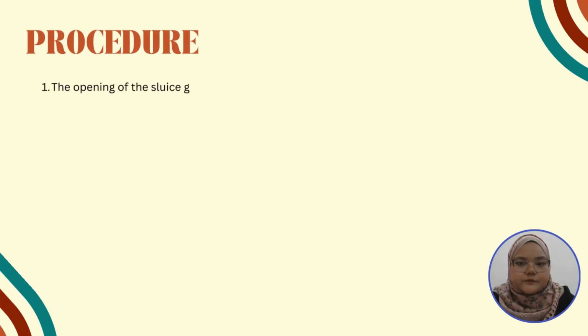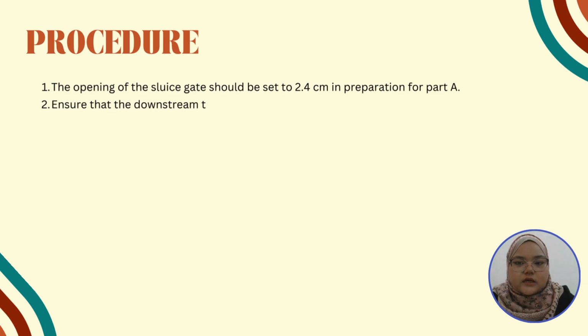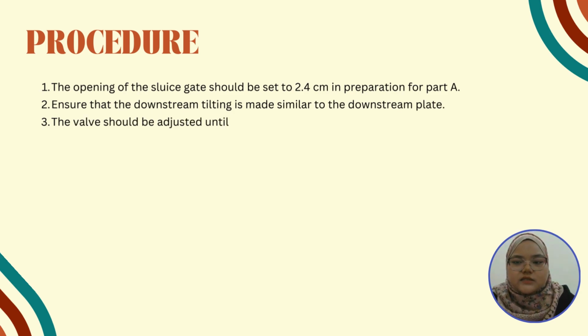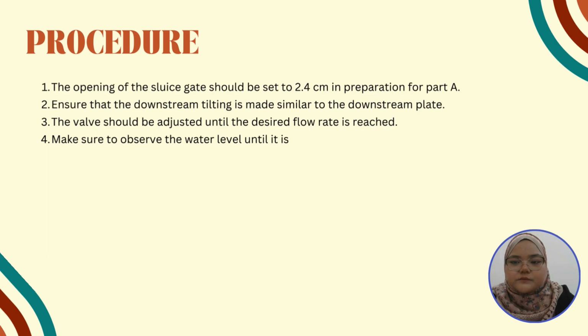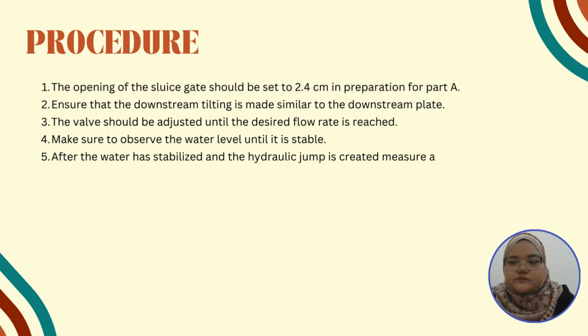Next is procedure. Number 1. The opening of the sluice gate should be set to 2.5 cm in preparation for Part A. Number 2. Ensure that the downstream tilting is made similar to the downstream plate. Number 3. The valve should be adjusted until the desired flow rate is reached. Number 4. Make sure to observe the water level until it is stable. Number 5. After the water has stabilized and the hydraulic jump is created, measure and record the readings for Y0, Y1 and Y3 by using the reader hook.